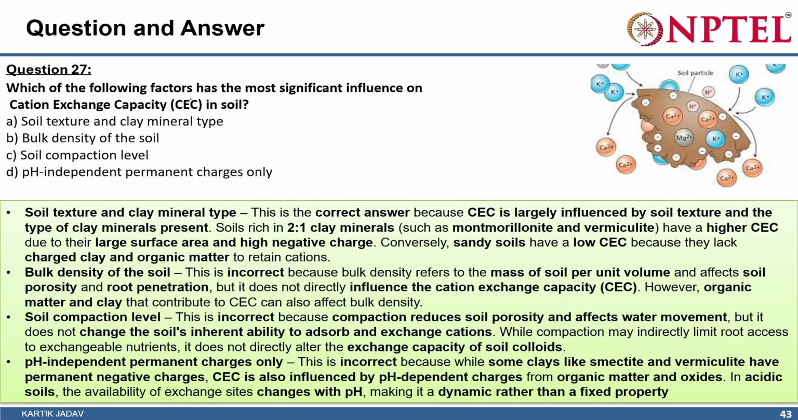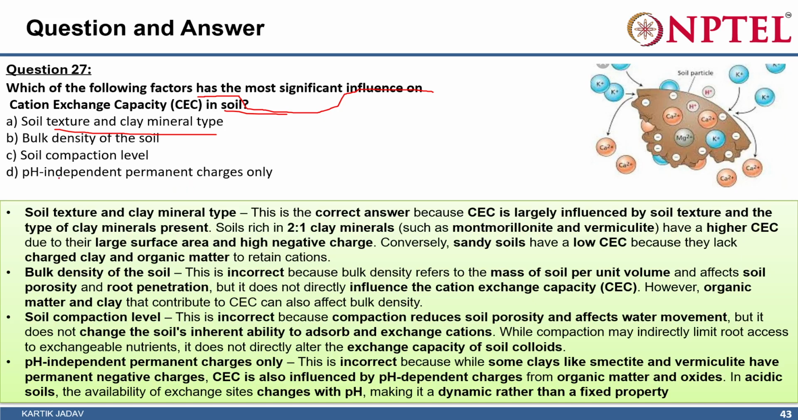Which of the following factors has the most significant influence on cation exchange capacity of soil? So cation exchange capacity, which of the following? The soil texture and clay mineral type. Okay, bulk density, no. Soil compaction, no. pH dependent, permanent charges only. So this is a little bit tricky question.